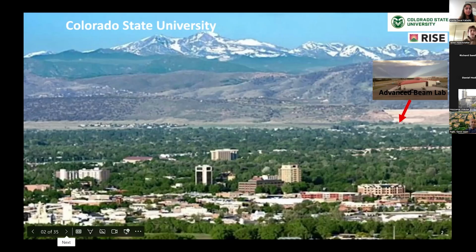So to start off, we are located at Colorado State University, which is in Fort Collins, Colorado. And our lab is at the Engineering Research Center and the Advanced Beam Lab at the Foothills campus, right on the boundary between the Great Plains and the Rocky Mountains. And this is Fort Collins right here, and these mountains in the back are part of Rocky Mountain National Park. And then this is where our lab is located.